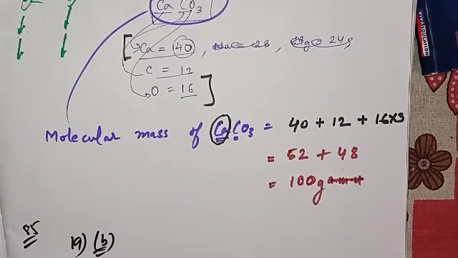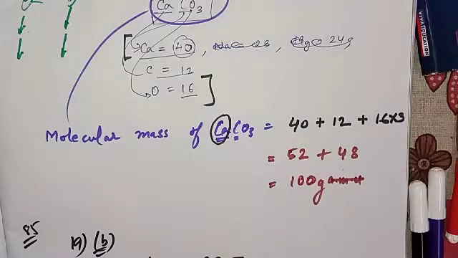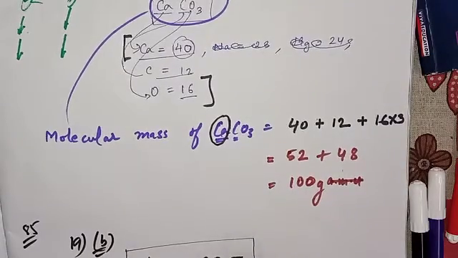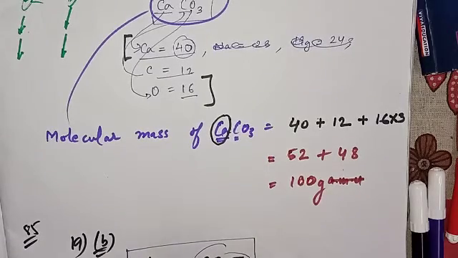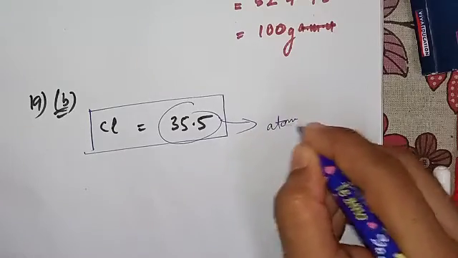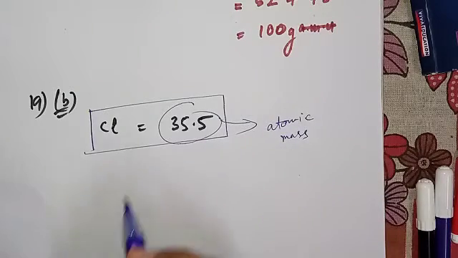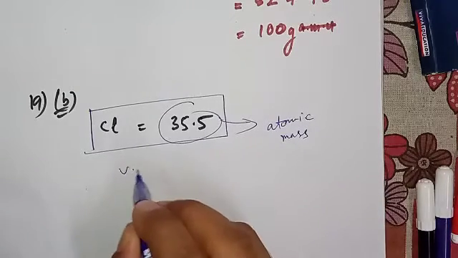Atomic mass of chlorine is 35.5. So they have given the atomic mass of chlorine as 35.5 to us. What is its vapor density? They are asking us to calculate the vapor density of chlorine. And this is not the molecular mass. This is the atomic mass. Just focus on the word atomic mass. And they are asking us to calculate the vapor density of this gas.